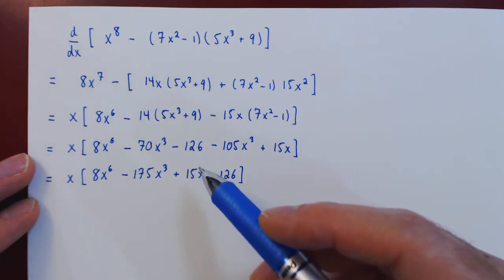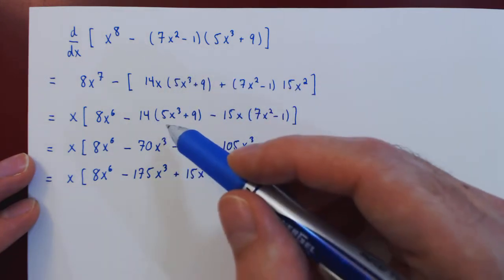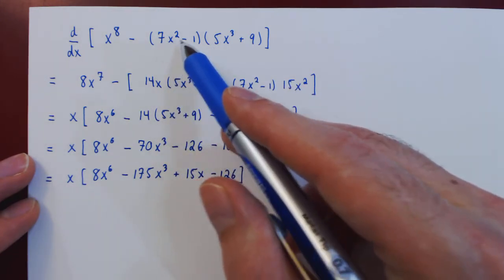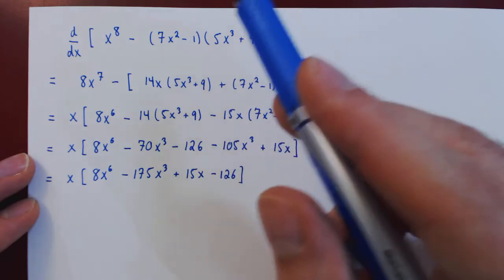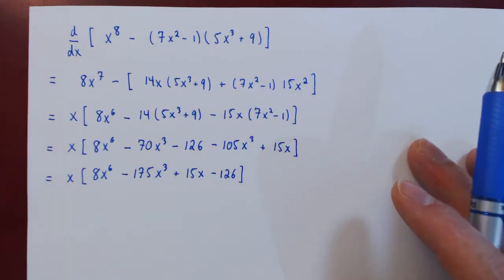And it's worth mentioning in conclusion that we could of course have avoided here the product rule if we had first multiplied these two terms out, then negated, and then we could have differentiated without the product rule. And that's it.